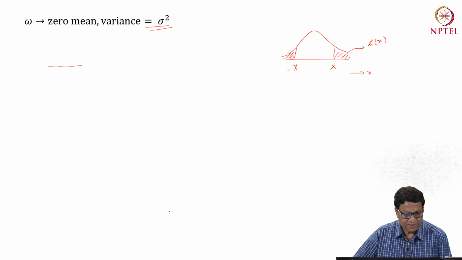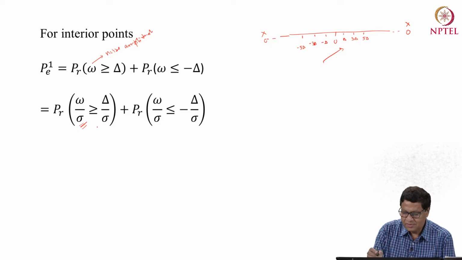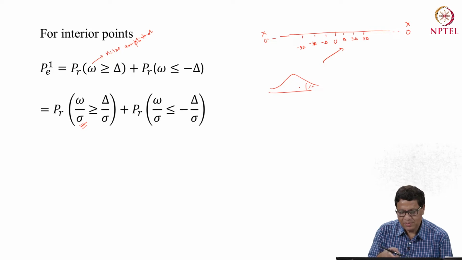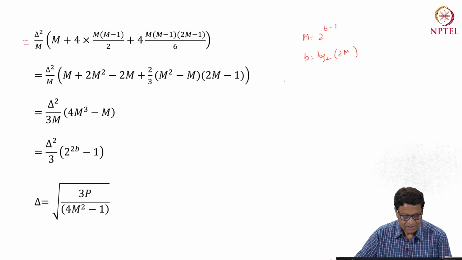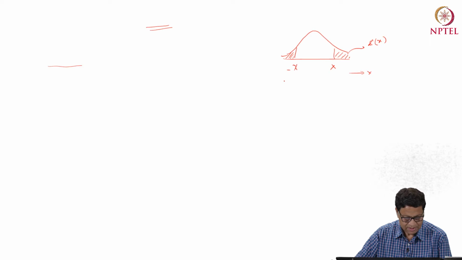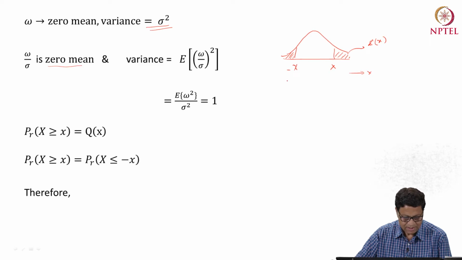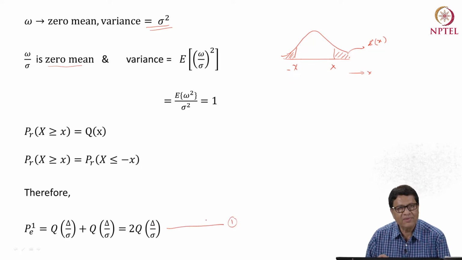So if you see the expression here, and using the area concept for this Q function, I can write this as Q delta by sigma and similarly Q delta by sigma. So this is how I have got the probability of the interior points. So this is one probability we have calculated for the interior points.